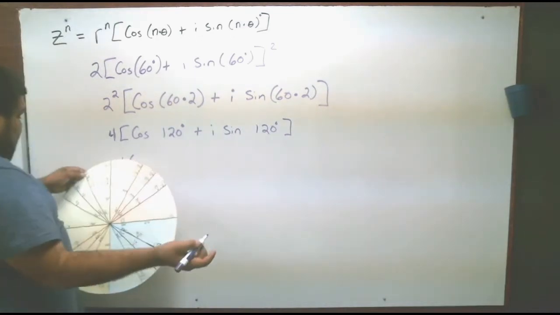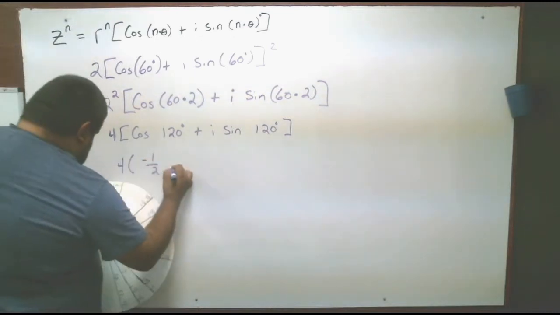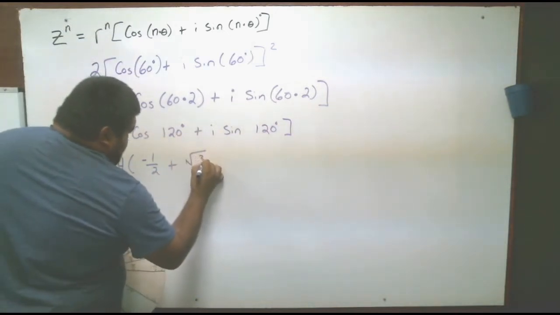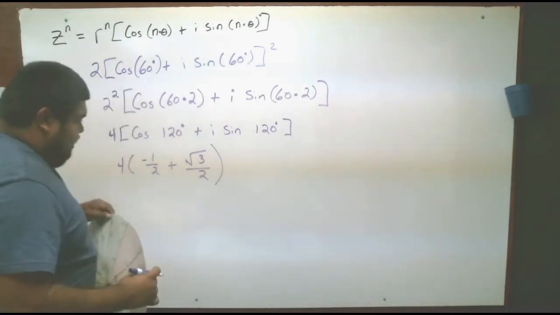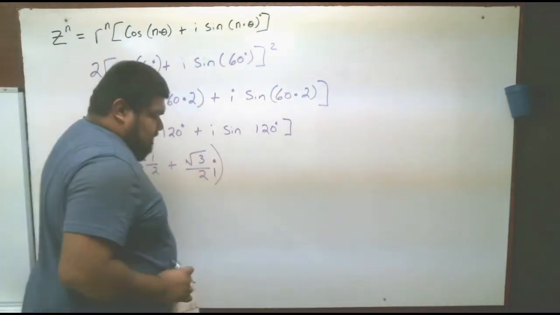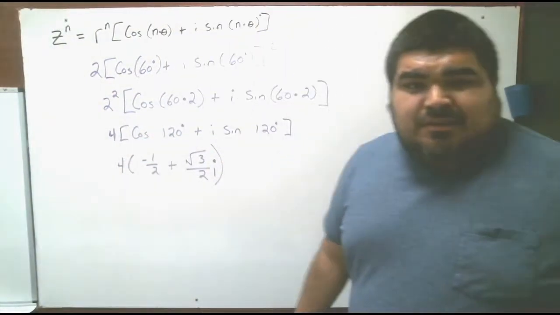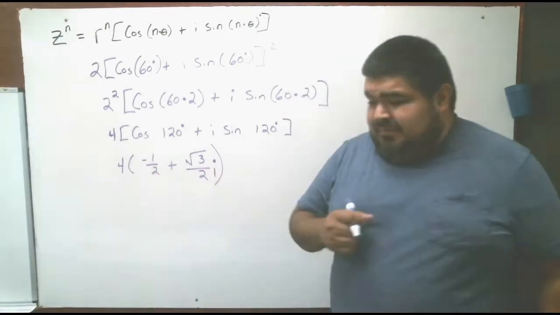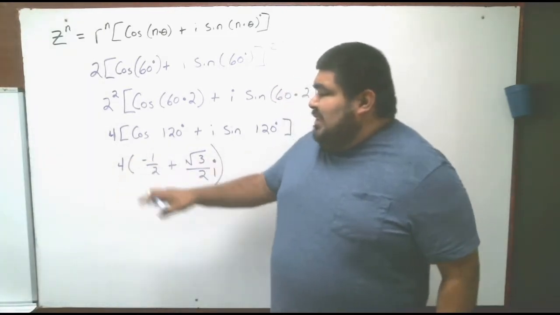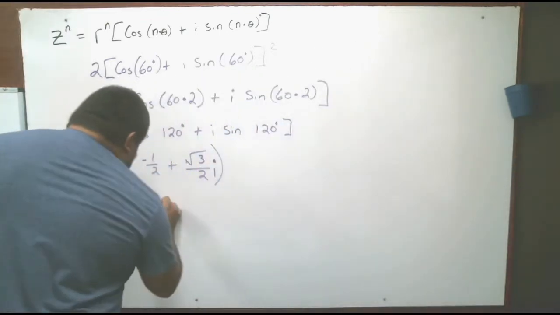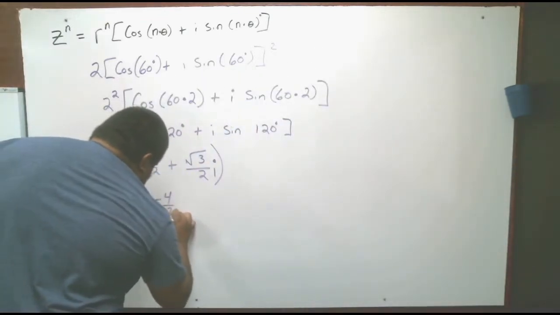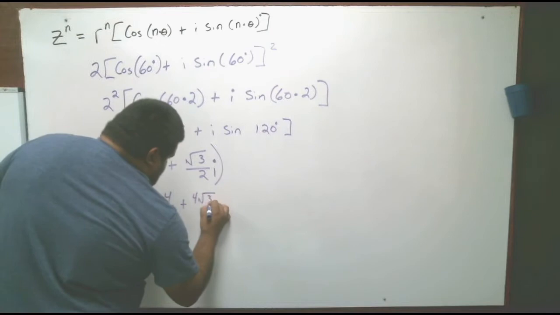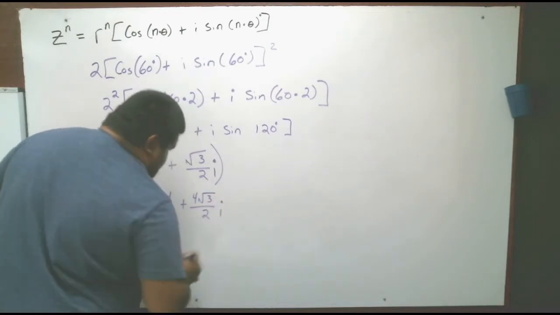And then instead of cosine of 1/2, we have negative 1/2 plus radical of 3 over 2. Okay, don't forget the i. So we convert it to our cosine and sine. So now we have 4 times negative 1 is negative 4. Negative 4 over 2 plus 4 radical of 3 over 2i. Okay.